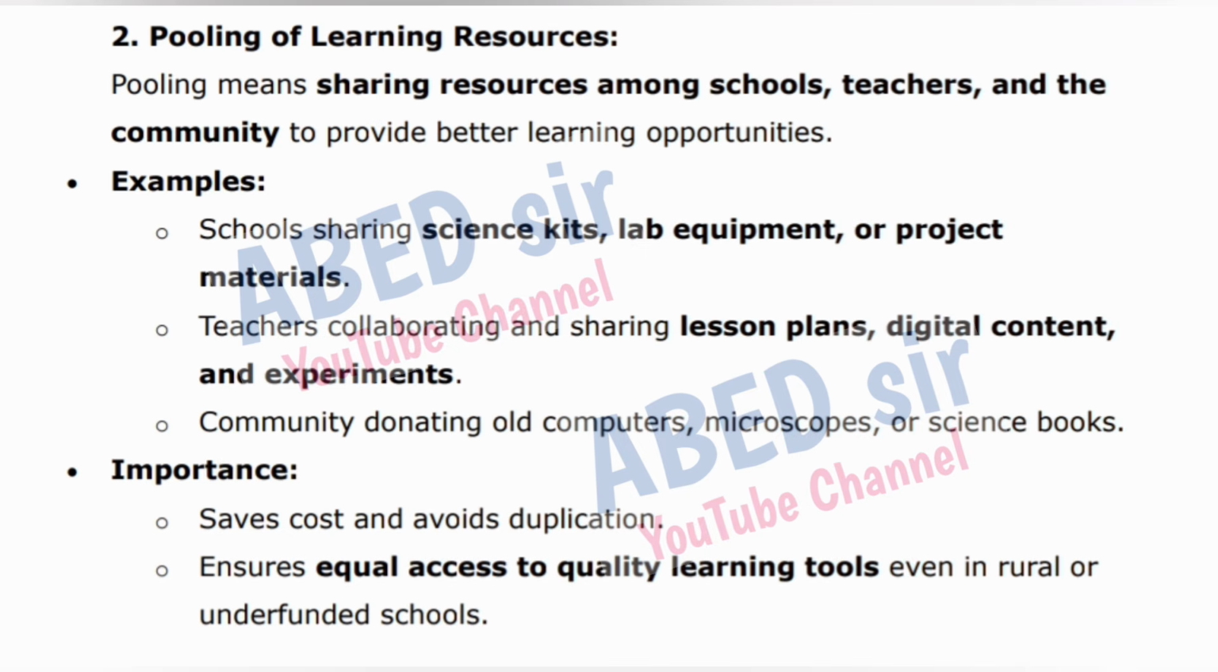2. Pooling of learning resources. Pooling means sharing resources among schools, teachers, and the community to provide better learning opportunities. Examples. Schools sharing science kits, lab equipment, or project materials. Teachers collaborating and sharing lesson plans, digital content, and experiments. Community donating old computers, microscopes, or science books. Importance. Saves cost and avoids duplication. Ensures equal access to quality learning tools even in rural or underfunded schools.